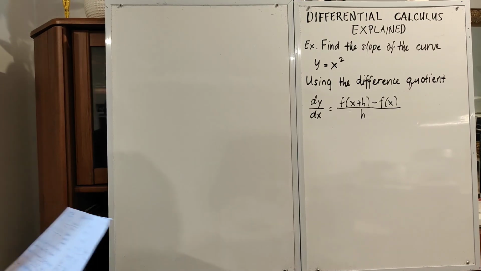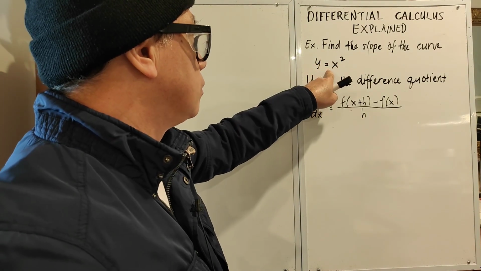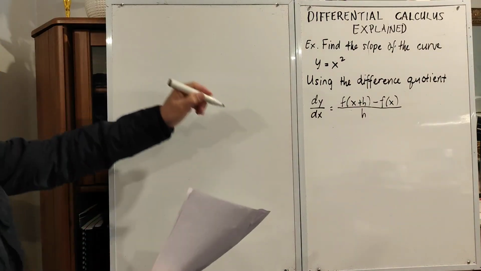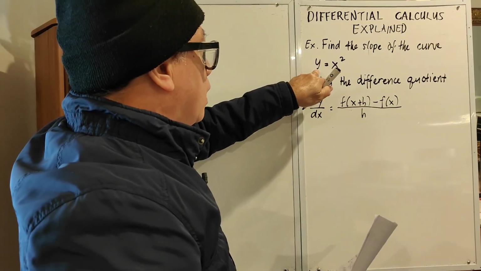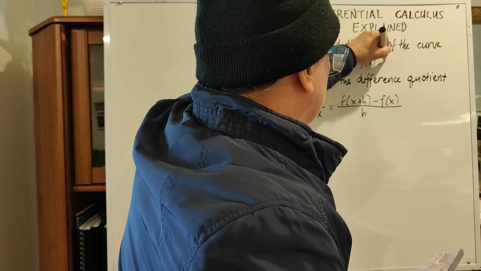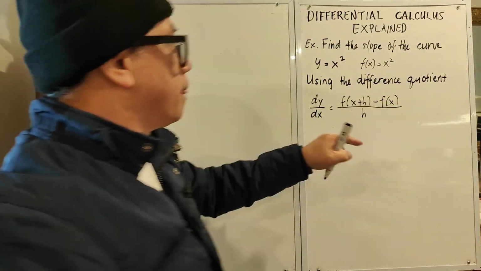So here is an example. Find the slope of the curve y is equal to x squared. Like in the previous discussion, we will rename y as a function of x is equal to x squared. So the function of x is x squared.